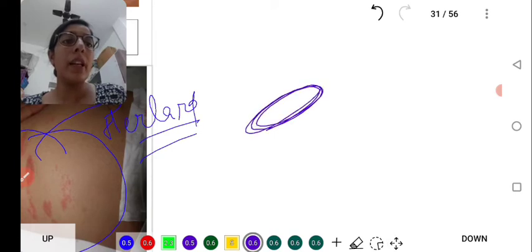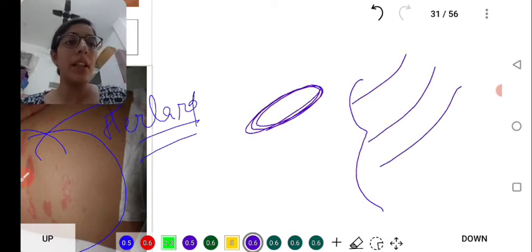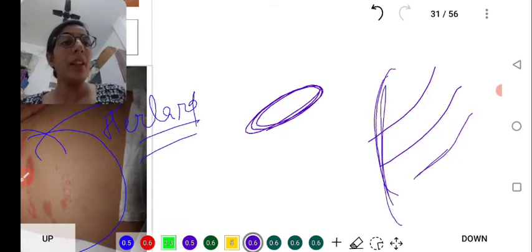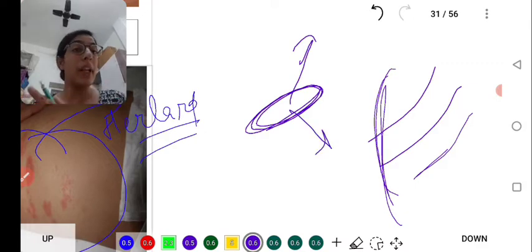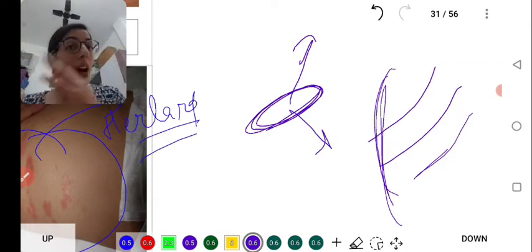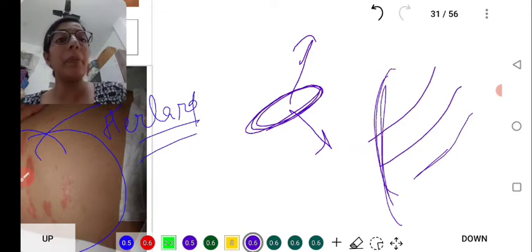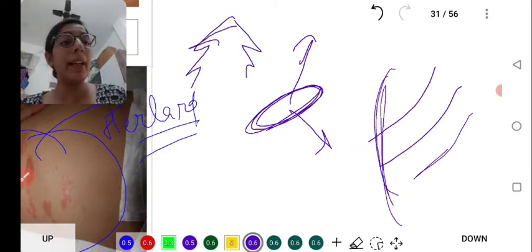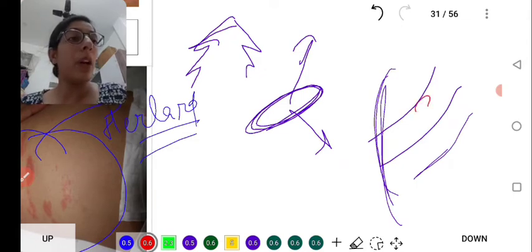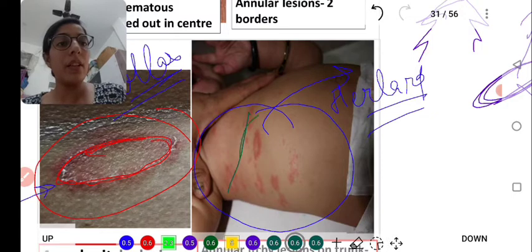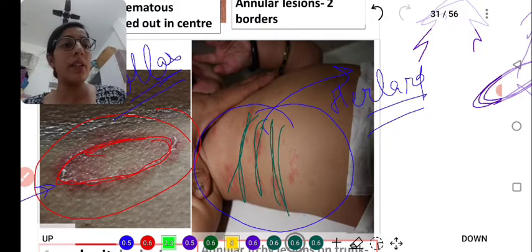This will be the Herald patch. And look here, these are the ribs, this is the chest wall. This Herald patch is the mother patch, which gives rise to other patches, forming a fir tree-like pattern. These patches grow along the ribs.